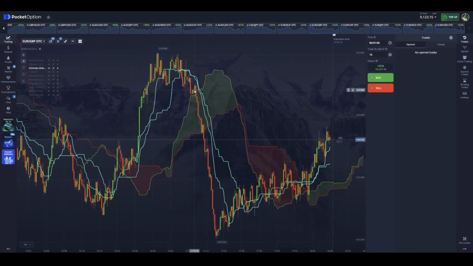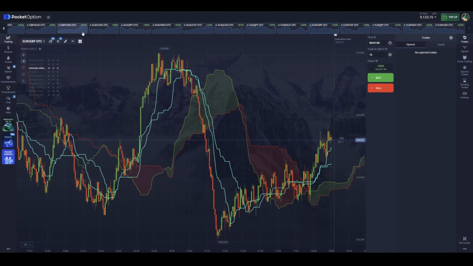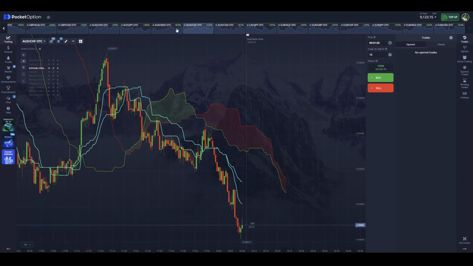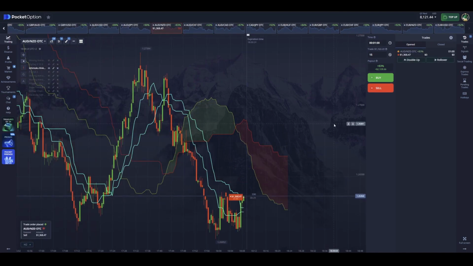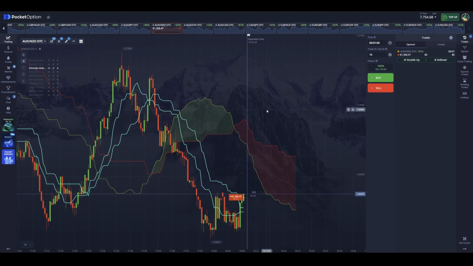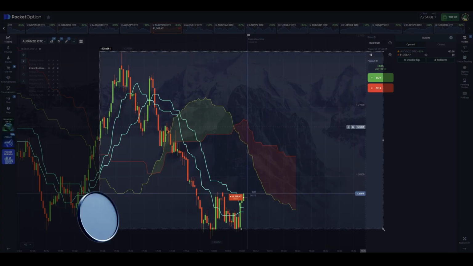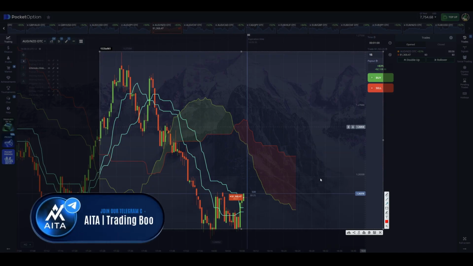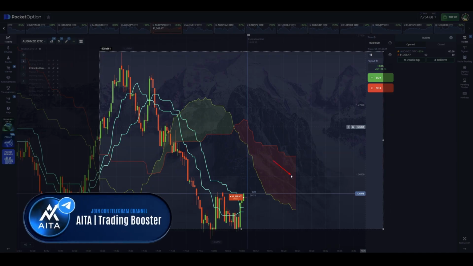The very first and best indicator is the Ichimoku cloud. Let's find an example of a trade. Here we have a pretty good example on the Australian dollar, on the New Zealand dollar. And let's break down what's actually happening here. We have a red cloud, and it tells us that this right here is the cloud. And it tells us that we need to sell.